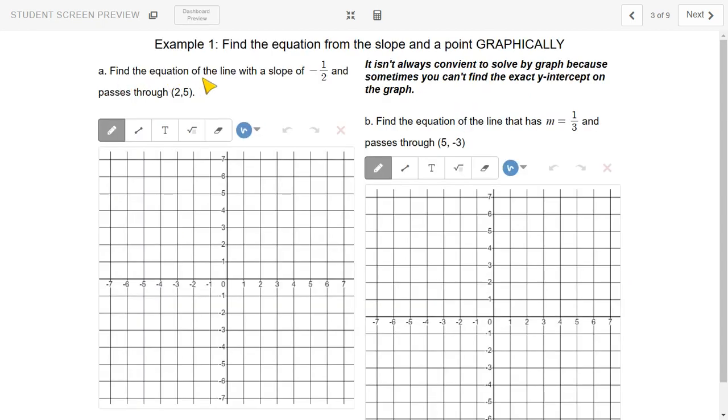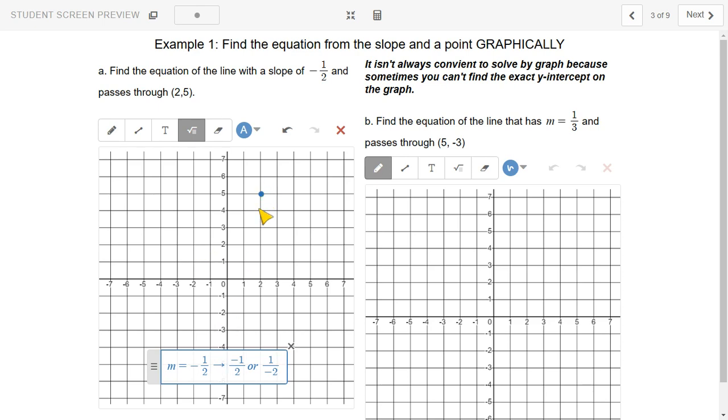So find the equation of the line with a slope of negative 1 over 2 and the line passes through (2, 5). I'm going to first plot (2, 5) as a point on the line. Now our slope, I know that slope is negative 1 over 2. So that means I could go either negative 1 and 2, or I could say that this is positive 1 and negative 2.